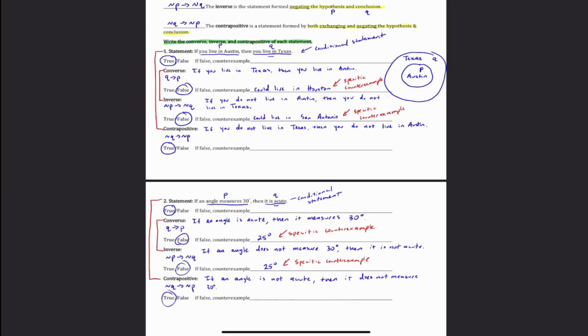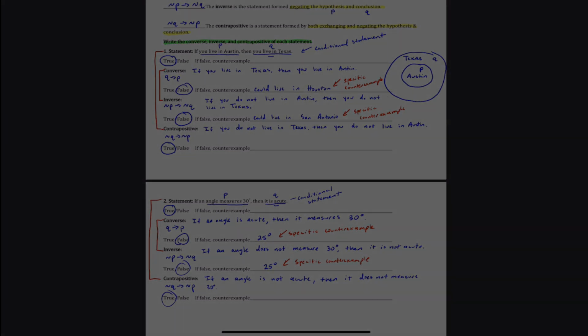Now, real quickly, I just want to ask you if it's possible for the conditional and the related statements to be all true or all false. Is that possible? Yes, that can be possible. And what I mean by that is if you're given a statement and if this is true, true, true, and true, that can happen. Or if this is false, false, false, and false, yes, that can happen as well. So I just wanted you to keep that in mind.